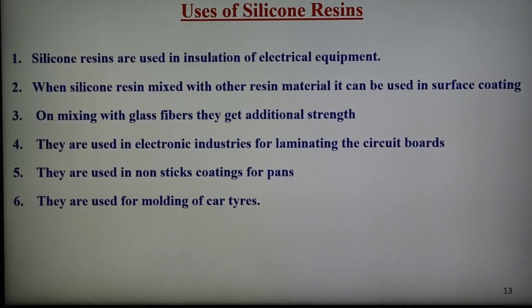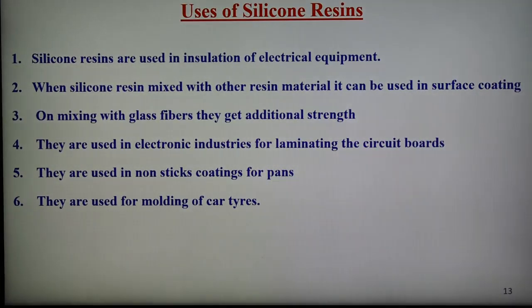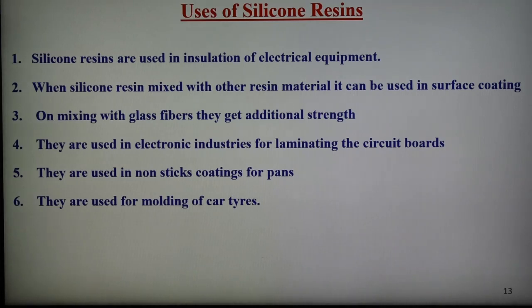And a number of applications are there. Like rubber, silicon resins are used as insulators in electrical equipment. They are also used when mixed with other resins. They can be used for surface coating. On mixing with glass fiber, they have additional strength. They are used in the electronic industry for laminating circuit boards. They are also used as a non-stick coating for pans. They are used for molding of car tires and so on. So a number of applications are there for silicon resins.